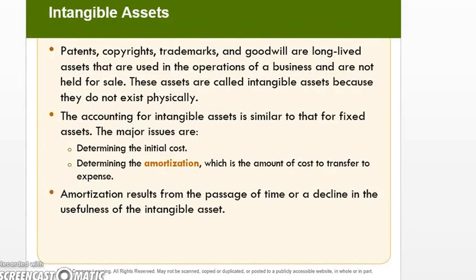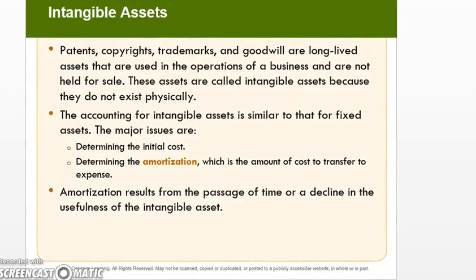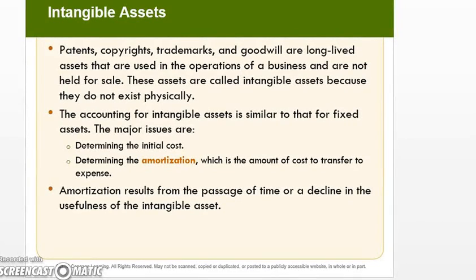The last thing we look at in the chapter are intangible assets: patents, copyrights, trademarks. We'll spend a little bit of time on this, but some of the issues associated with intangible assets would be determining the cost of the asset and also determining amortization, which is the same as depreciation, only for intangible assets we call it amortization.